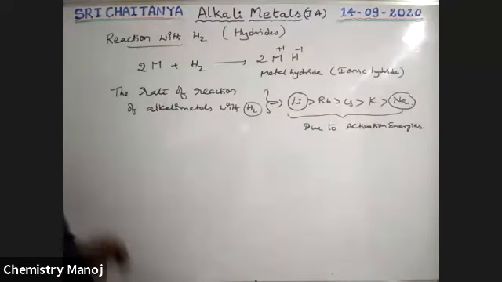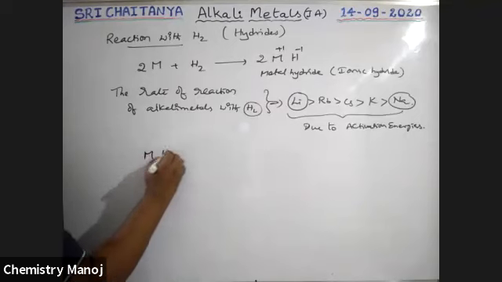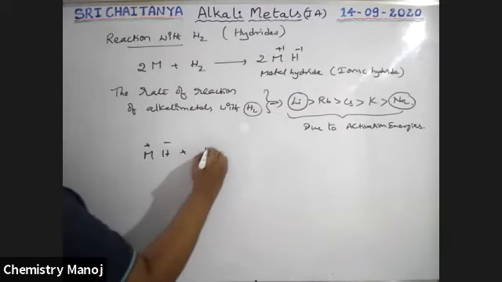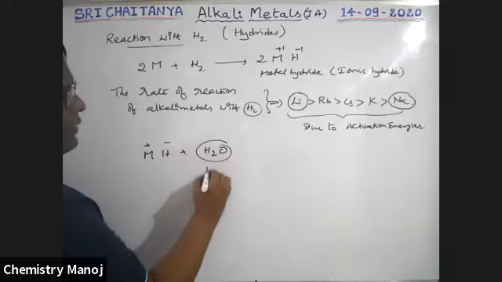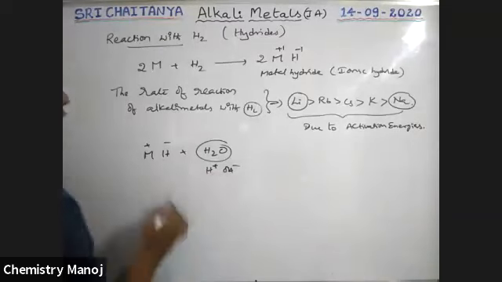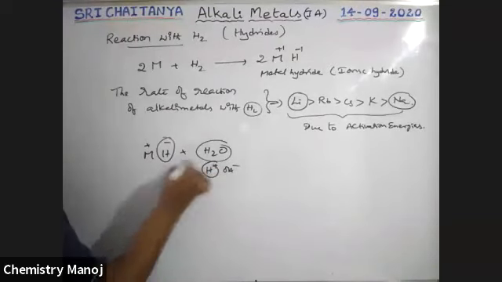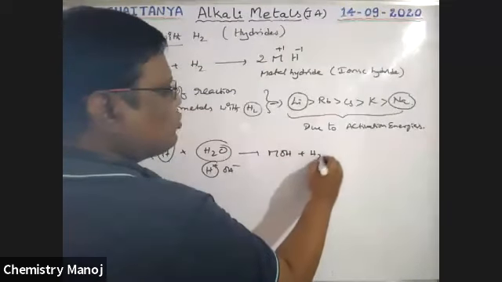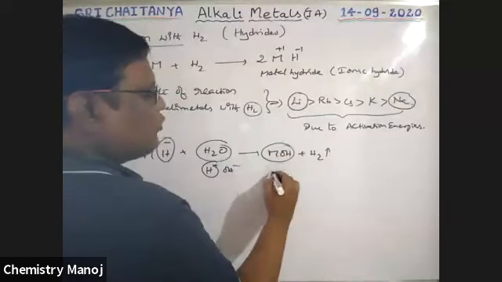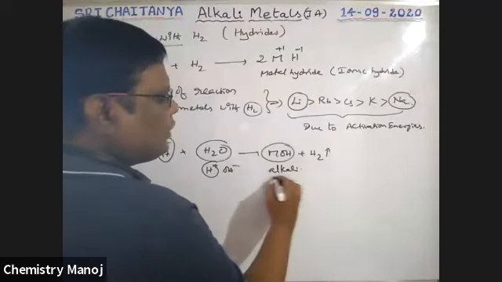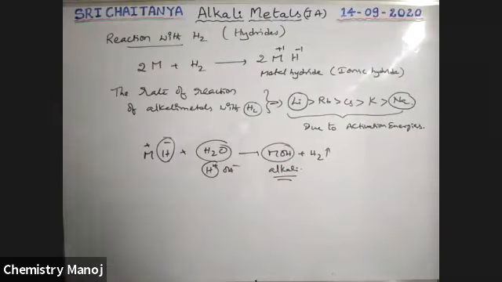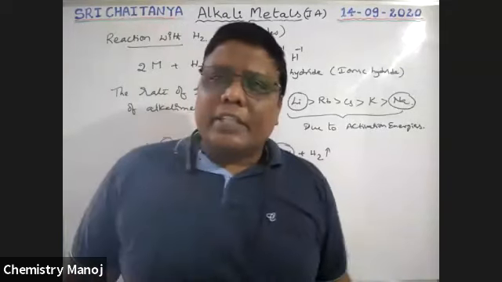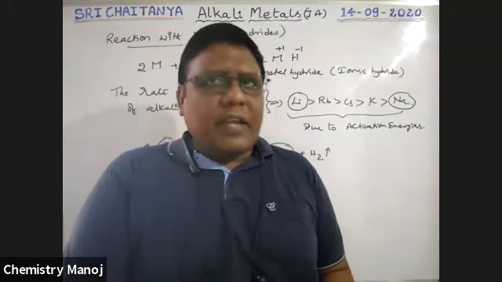Now, when a metal hydride, M plus and H minus, reacts with water, water means H plus and OH minus. This OH minus and H plus in combination give MOH, and H2 gas is liberated. This MOH is nothing but alkali. Alkali is the product. So this is the way these reactions go.